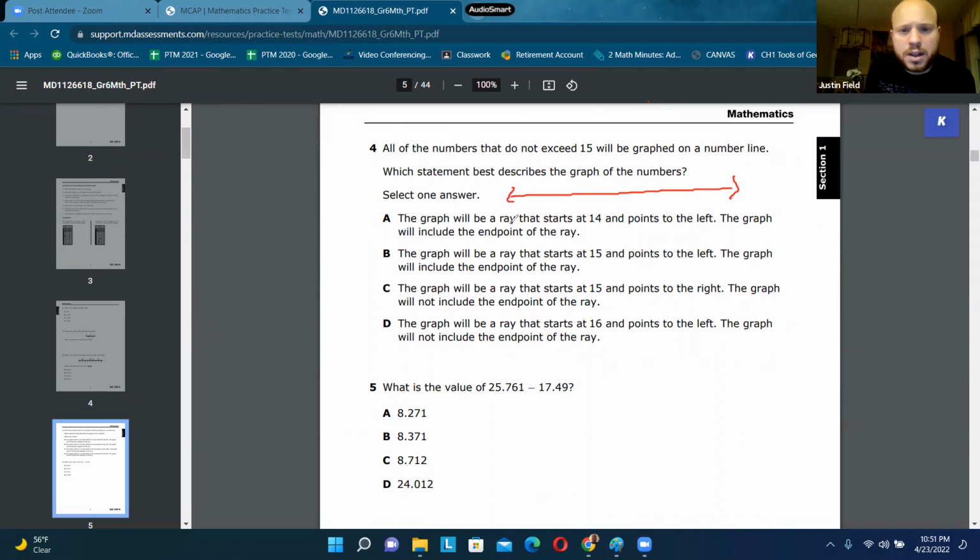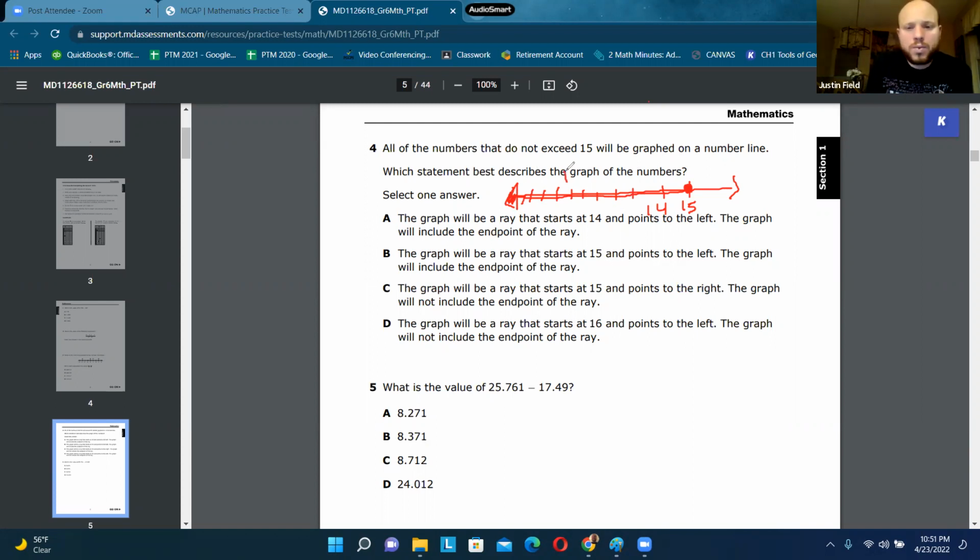So here's my line. All of the numbers that do not exceed 15. So let me put 15 over here. 14, 13, 12, 11, 10, 9, 8, and so on. Do I have to stop? I don't have to stop, right? When I get to 0, do I have to stop? There's nothing that says I have to stop when I get to 0. I think that this goes on forever to the left.